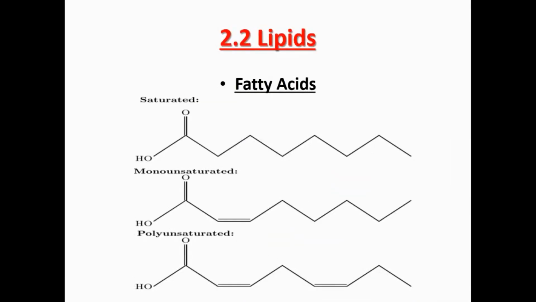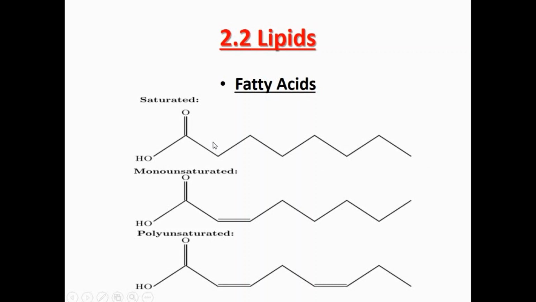Here's an example of saturated and unsaturated. Like you can see, a saturated fatty acid. Now this is not a lipid, this is a fatty acid. A saturated fatty acid has single bonds here. Single bond, single bond, single bond, single bond, single bond, single bond. These are all single bonds.